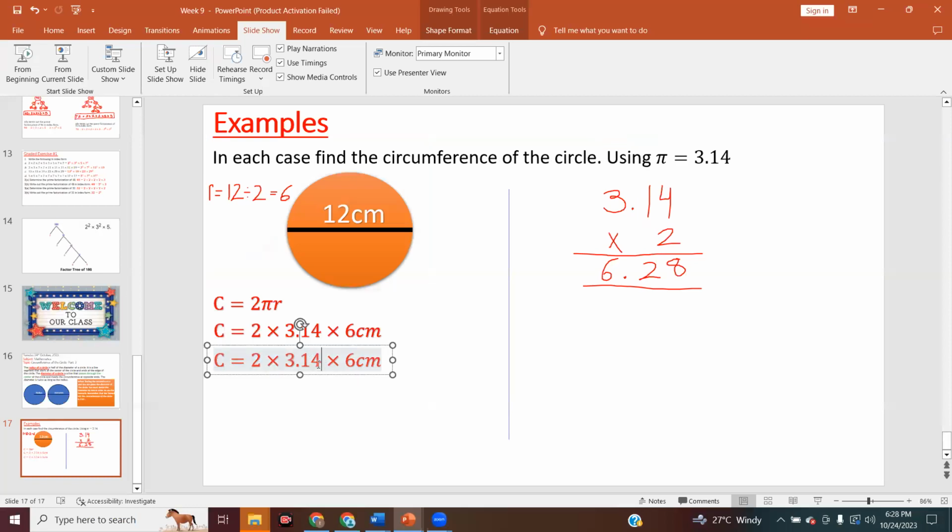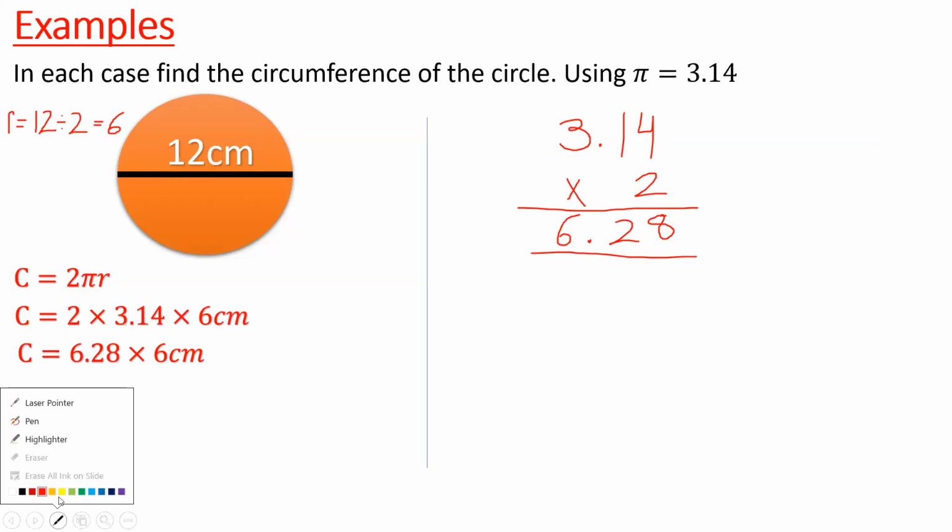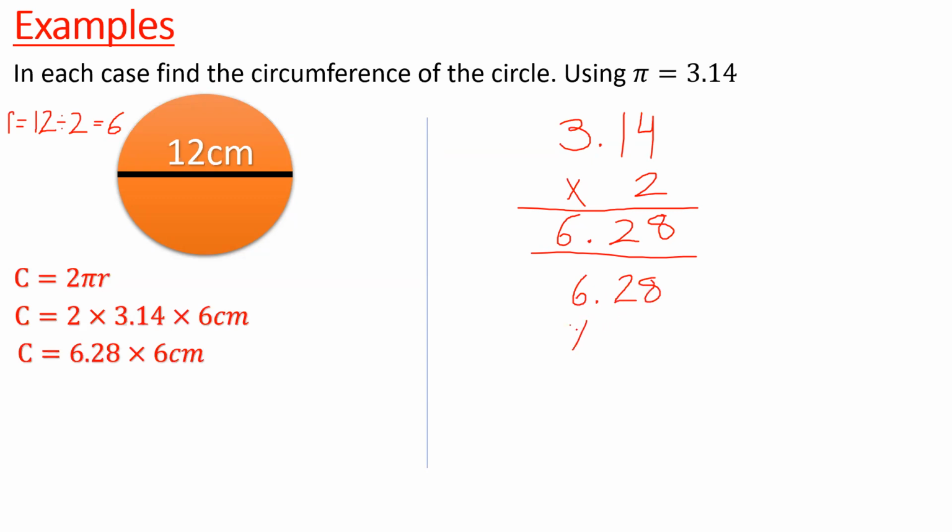If you think you know the answer, you can put your answer inside the chat. But this is 6.28. Now we have to multiply 6.28 by 6. So let's do that. So we have 6.28 multiplied by 6. What is 6 times 8? That's going to be what? 48. Very good, 48.